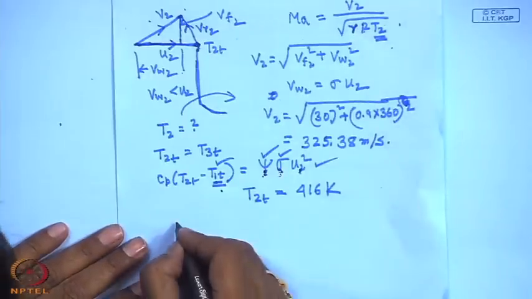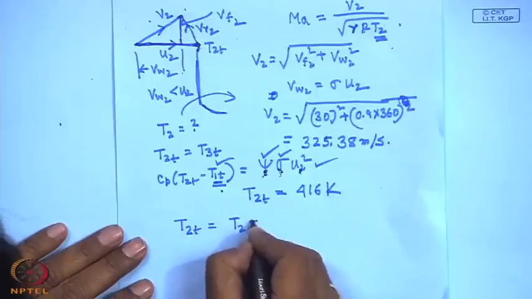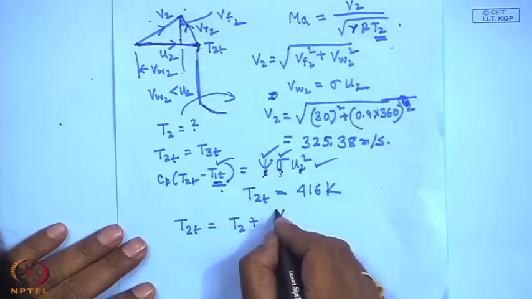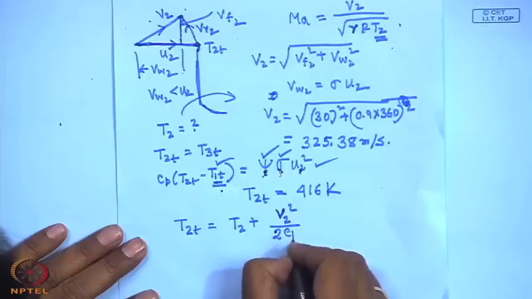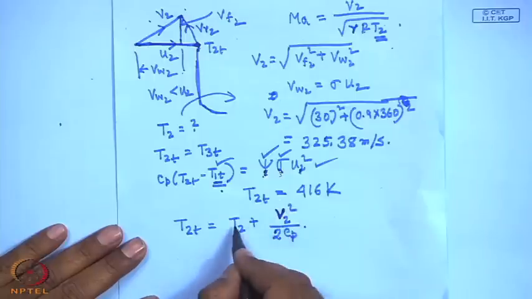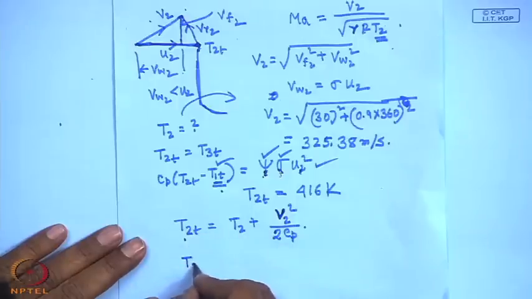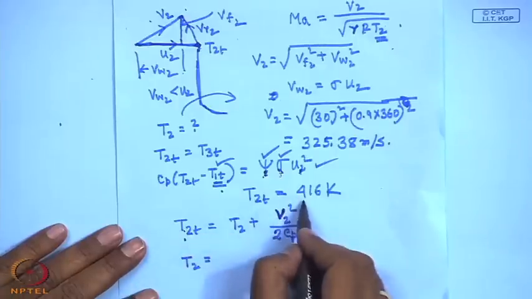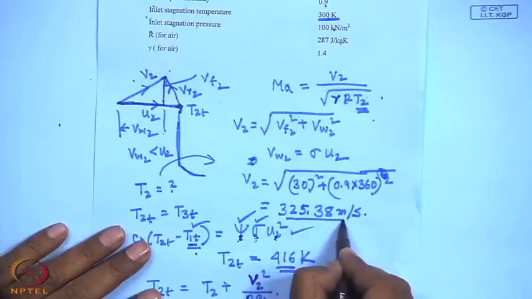Now, T2 has to be found out from the concept of the stagnation temperature. What is that? T2 plus the temperature equivalence of the dynamic head, that is V2 square by 2 Cp. That is the temperature equivalent of the kinetic energy, V2 square by 2. This plus this is the total temperature, from which we can find out T2. T2T is now found out, 416. Now, V2 we have already found out, 325.38 meter per second.